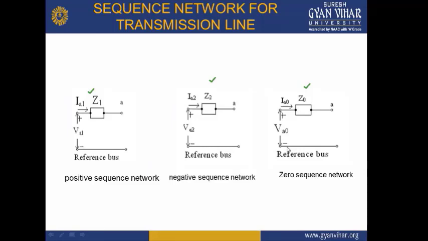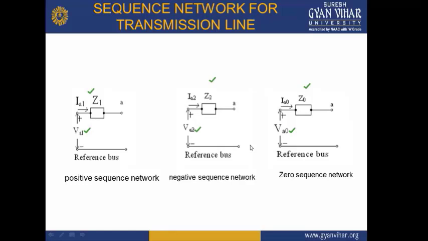It is Z1, Z2, Z0. VA1, VA2, and VA0 are your positive, negative, and zero sequence voltages. IA1, IA2, IA0 are your positive, negative, and zero sequence currents for phase A. Similarly, if we have knowledge of all the phase A components, it will be very easy for us to calculate for the other two phases, phase B and phase C, just by using the alpha operator.